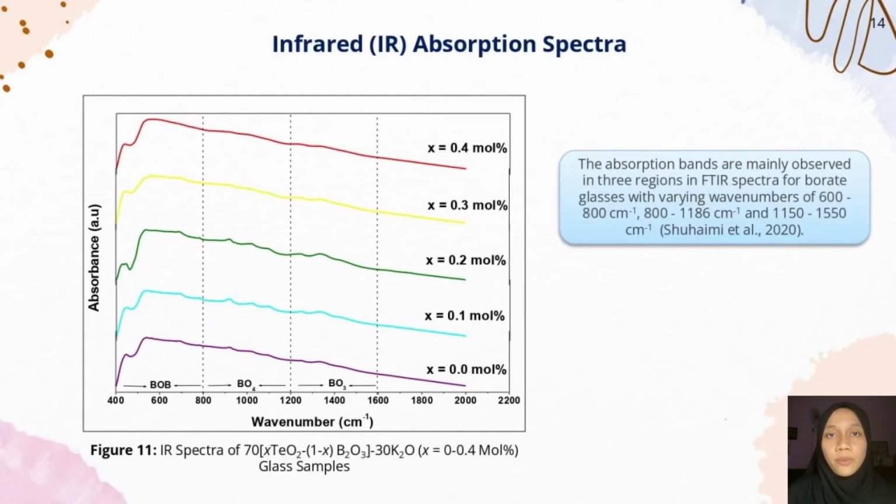Next, figure 4.2 illustrates the IR absorption spectra for a composition of glass samples. The absorption bands are mainly observed in 3 regions in FTIR spectra for borate glasses with varying numbers: 600 until 800 cm⁻¹, 800 until 1186 cm⁻¹, and 1150 until 1550 cm⁻¹. And the spectral bands depicted the vibration modes for tellurite and borate structural units.